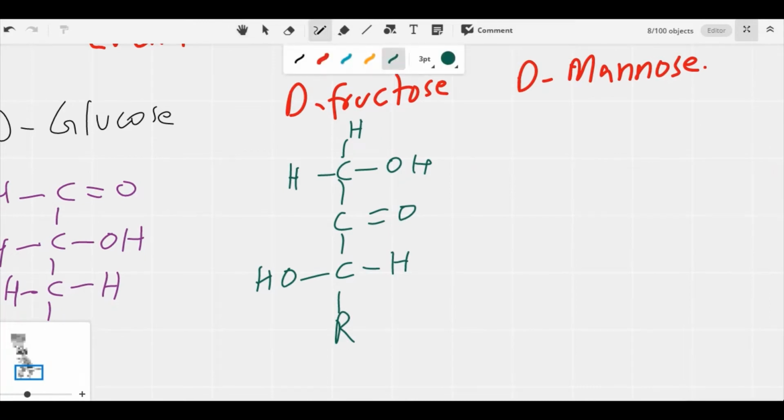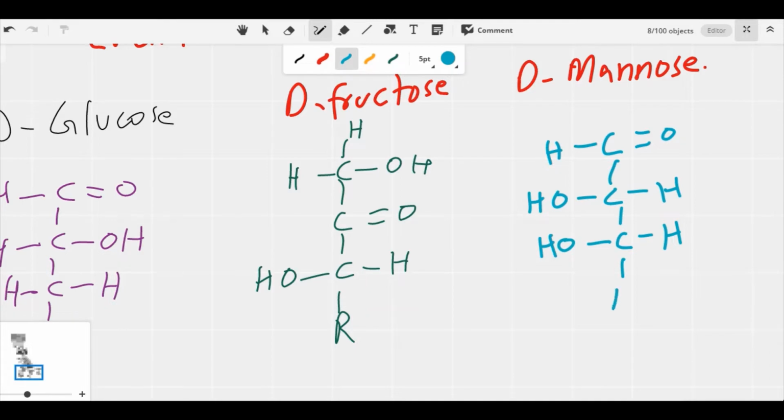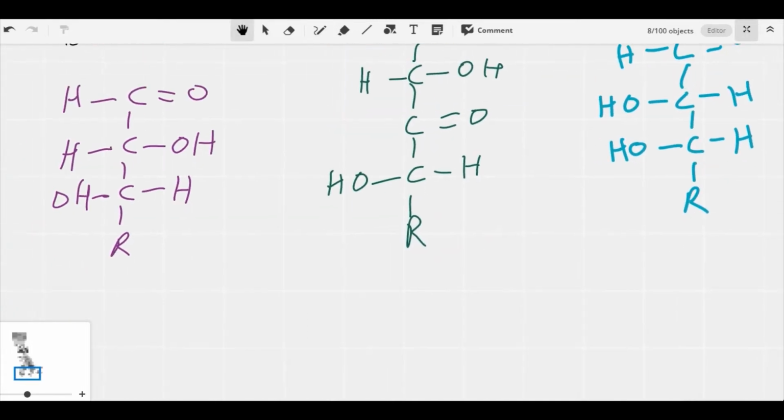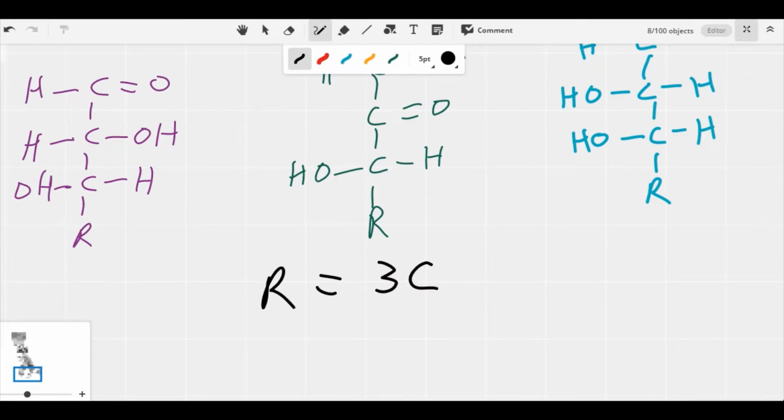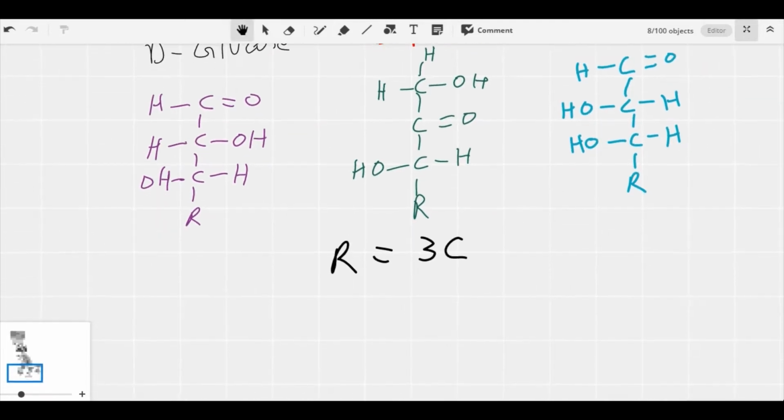Okay, in case of D-mannose, that is the structure. Remember, R is equal to 3 carbons. So that is the common part in all these 3 structures.